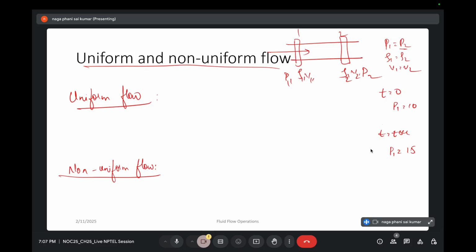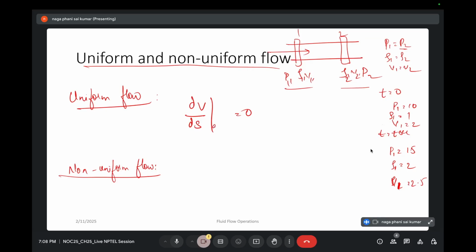Rho 1 was initially, let's say, 1, and now rho 1 became 2. V1 was arbitrarily, let's say, 2, and now V1 became say 2.5. So along with P1, rho 1 and V1, if P2, rho 2, V2 also change, that means both the variables are the same at different locations, but they are changing with time. So this can happen. That means dou V by dou S is constant.